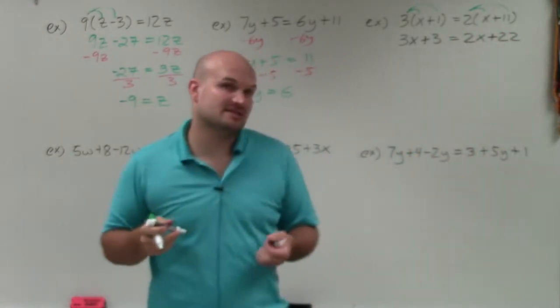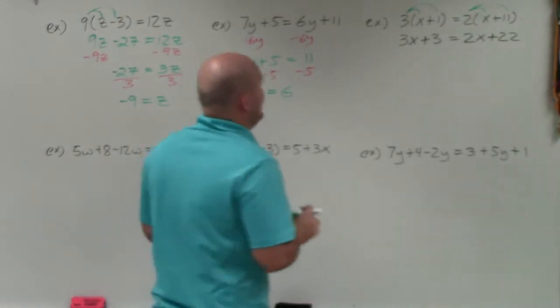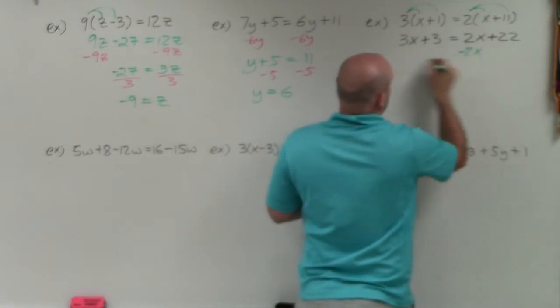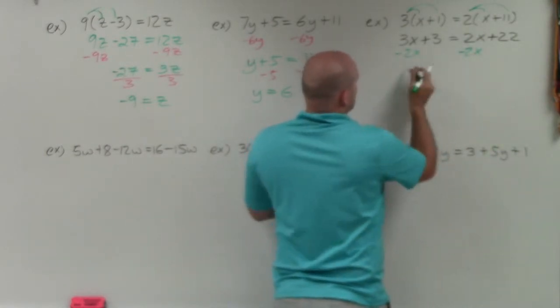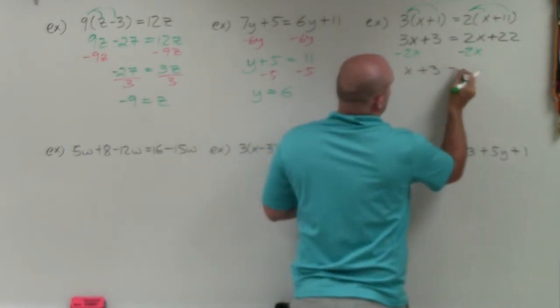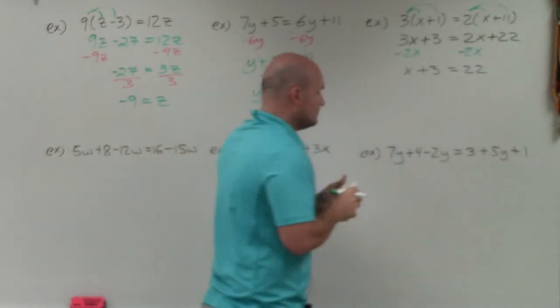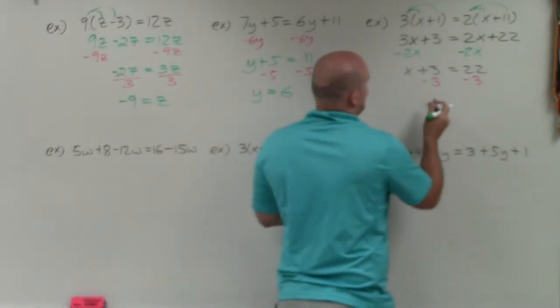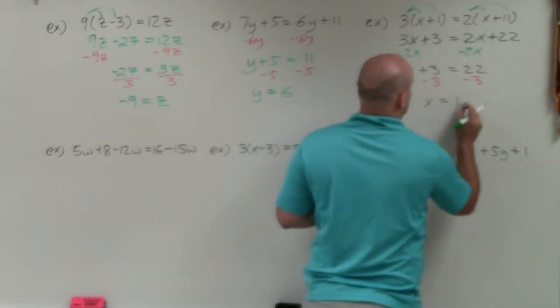Now I need to get the variable to the same side. And you can see it'll be easiest for me to get the variable on the left side. So to do that, I'm going to subtract a 2x on both sides. That's just going to leave me with x plus 3 equals 22. Now, to solve for x, I'm going to subtract a 3 on both sides. And my final answer is x equals 19.